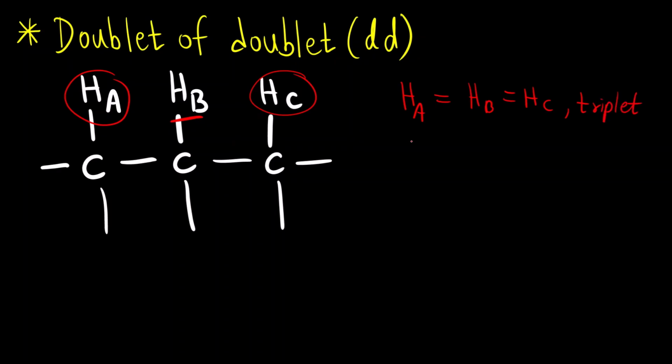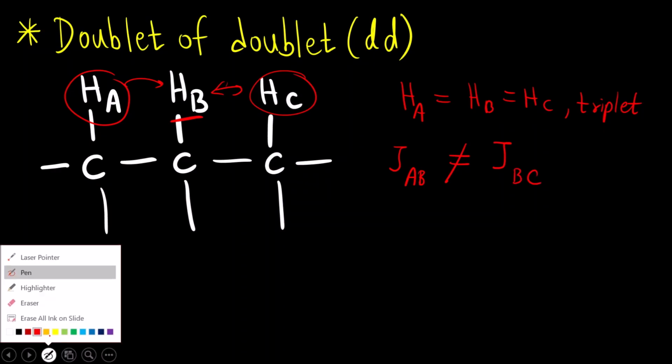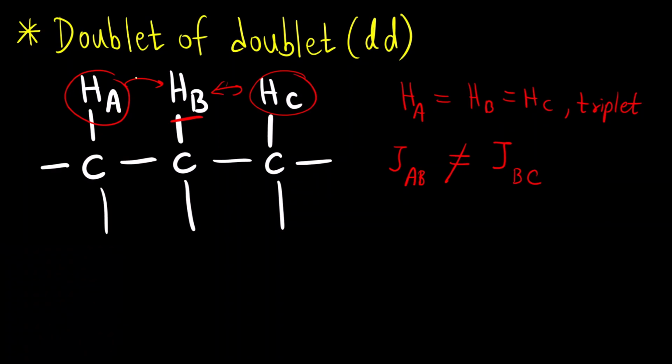Okay, but if they are not equivalent, then what will happen? The J coupling between A and B, JAB, is not the same as the J coupling between B and C. Suppose I write this JAB in yellow color. A will split the signal of B into two, that is a doublet. This is JAB. Now, which one will split first, whether A or C, depends on the value.